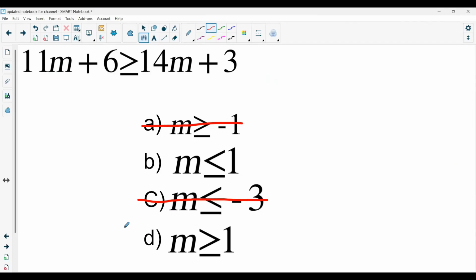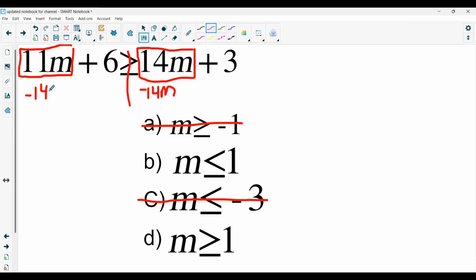So when we're doing this, I like to keep my variable in the front of my inequality. The term with the variable, let's keep it in the front. So we have to combine this here, 14m, with 11m. And for me to move this across my river right here, the opposite of positive 14m is negative 14m. And whatever we do to one side, remember, we have to do it to the other. Okay? So let's go ahead and do that.